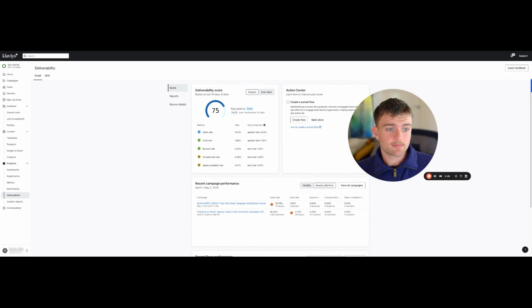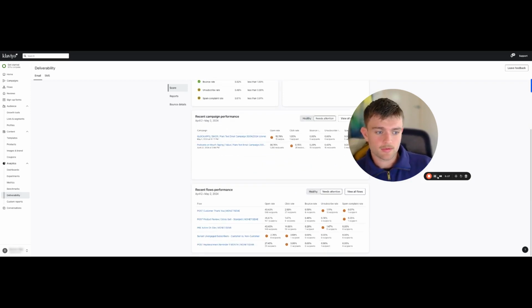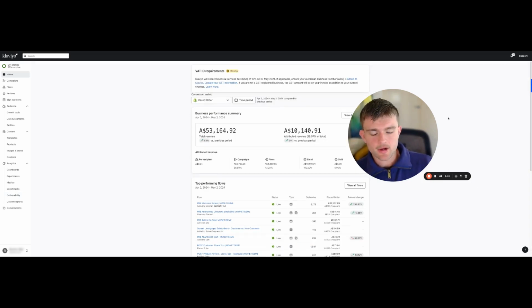Maybe they're advertising on a platform like TikTok where they're getting a lot of low quality data, and it's going to tell us we need to be cleaning that list a lot more and being a lot more cautious and a lot more conservative with our sending patterns. So we can head back home here and get a bit more context on the situation.